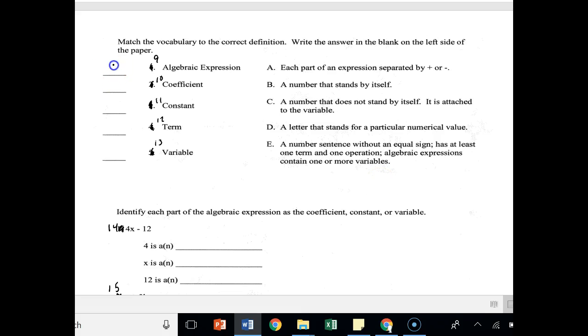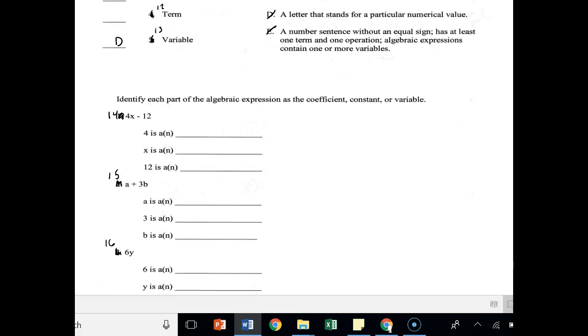That's obviously E. Okay. Number 11, a constant. That's a number that stands by itself. So I've used E and E. And number 13, a variable is a letter that stands for a particular numerical value that we just don't know yet. All right, skip down to number 15.